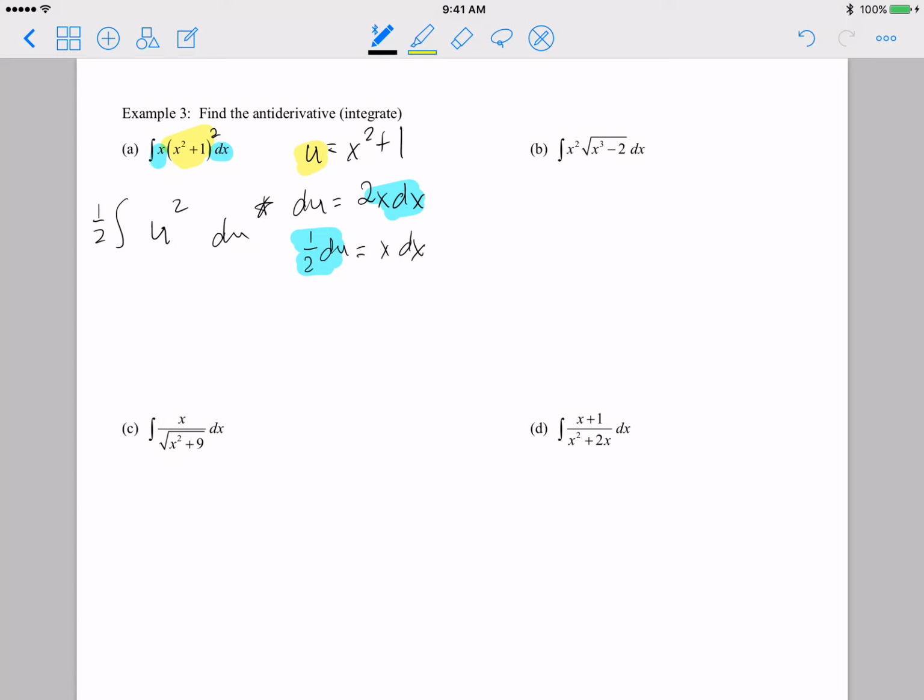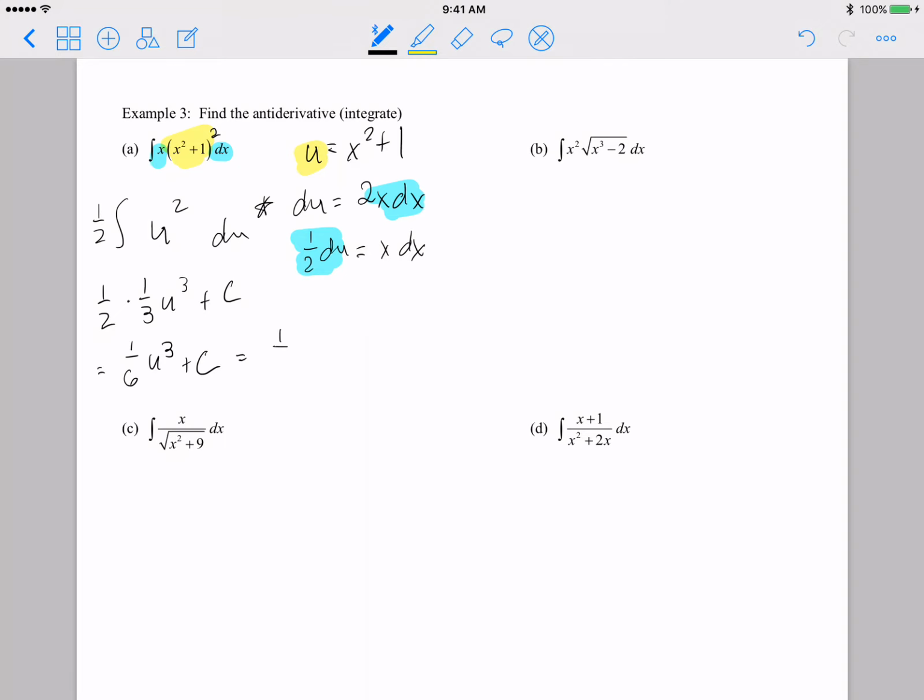So this is going to say u squared. Okay, so now we take our antiderivative. So this is going to be 1/2. The antiderivative of u squared is 1/3 u cubed plus c. If I want to simplify that, that's going to be 1/6 u cubed plus c.